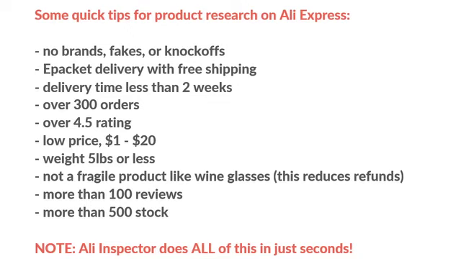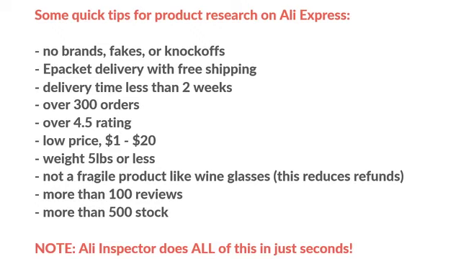Now, when selecting products for your e-commerce store, here's some awesome tips that you can follow. You want to be looking for products that have no brands and they're not fakes or knockoffs. For example, do not look for products that have, say, Nike on it. You also want to look for products that have ePacket delivery with free shipping. ePacket is an Asian-based shipping provider. And you also want to look for products that delivery time is less than 2 weeks. How long does it take to get the actual product delivered? And then you want to see products that have over 300 orders, a rating over 4.5, and you want to look for low-priced items so you can mark them up pretty high, so between $1 to $20.